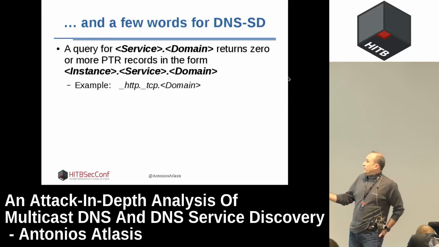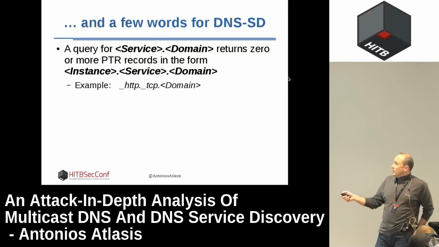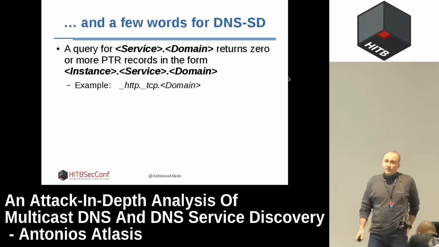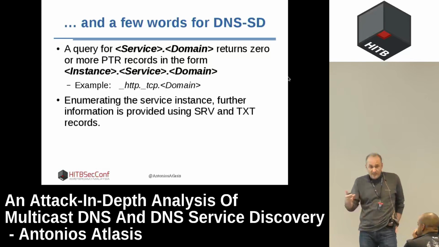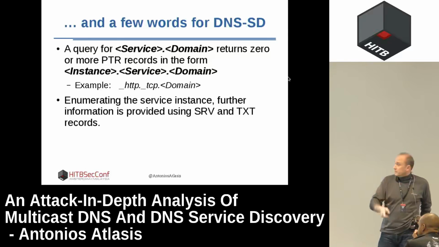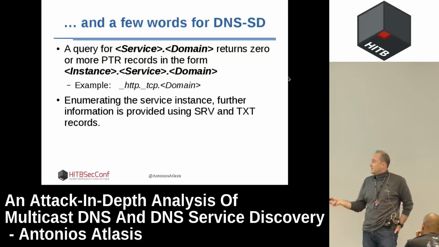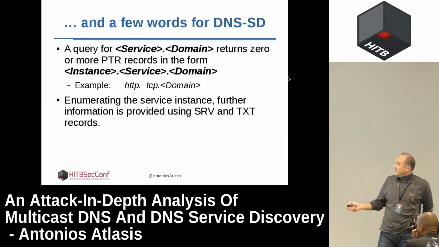So if we query for HTTP services, we will get answers regarding all the instances of potential HTTP services on the network. Now, when we get these instances, when you know which kind of HTTP services are supported, we can go one step further and query these instances and get some extra information provided through SRV and TXT records.